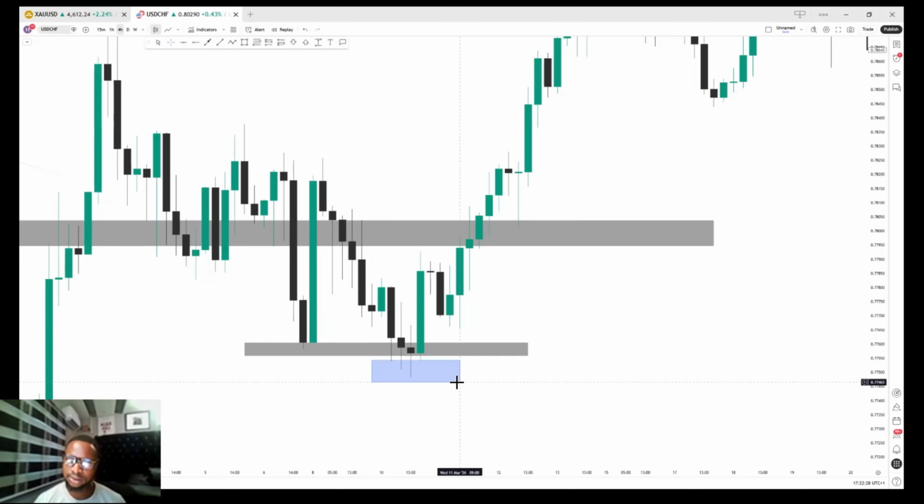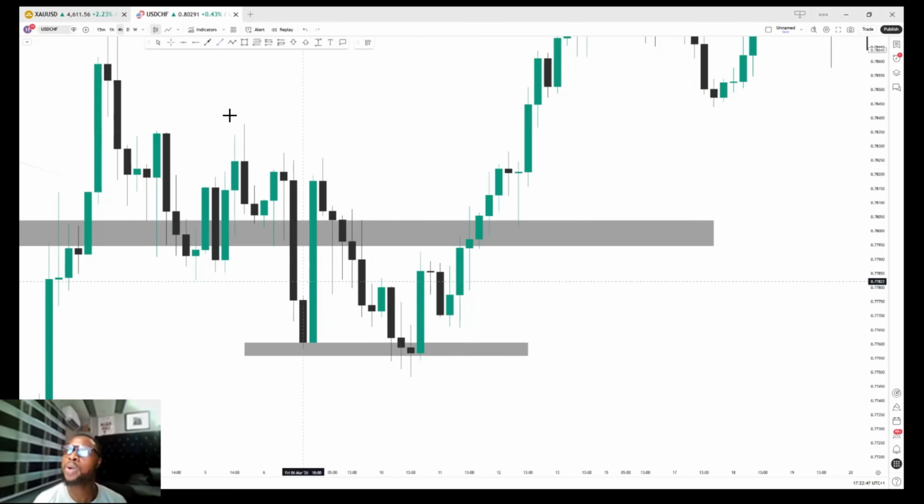Do you understand? It did not break below. Yes, sir. So while it's supposed to break below, it closed and gave you this bullish momentum to the upside. Now on the 1 hour, you can adjust the analysis and take your trade from here.